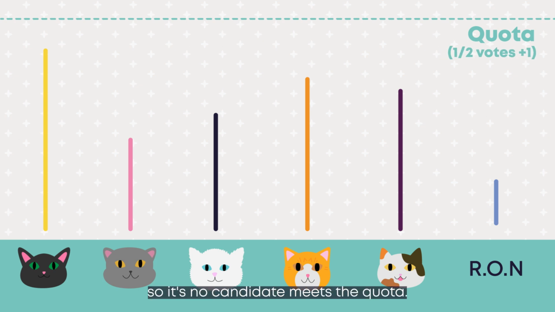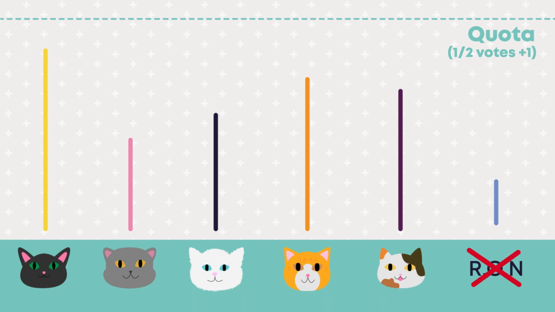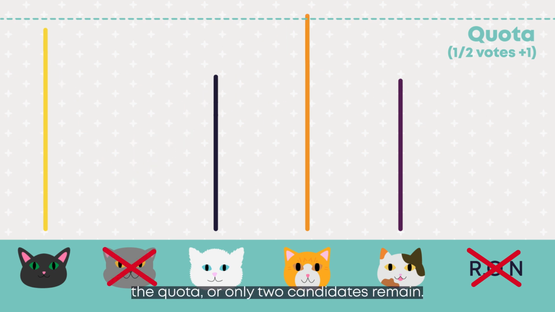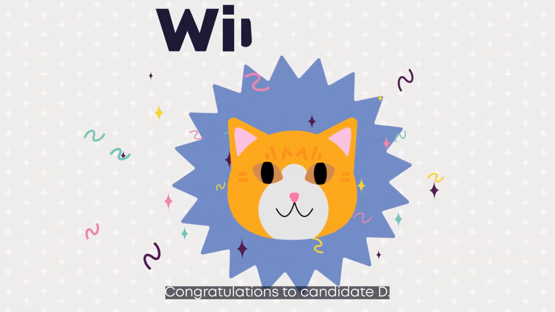Since no candidate meets the quota, the candidate with the fewest votes, which in this case is Ron, is eliminated. Ron's votes are transferred to the second choices listed on those ballots. This process repeats until a candidate surpasses the quota or only 2 candidates remain. After redistributing votes from Ron and then Candidate B, Candidate D eventually meets the quota and therefore wins the election. Congratulations to Candidate D.